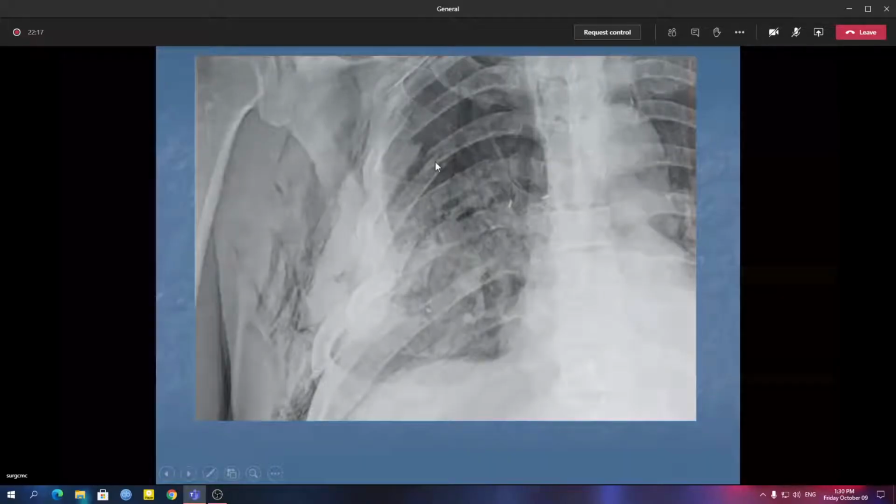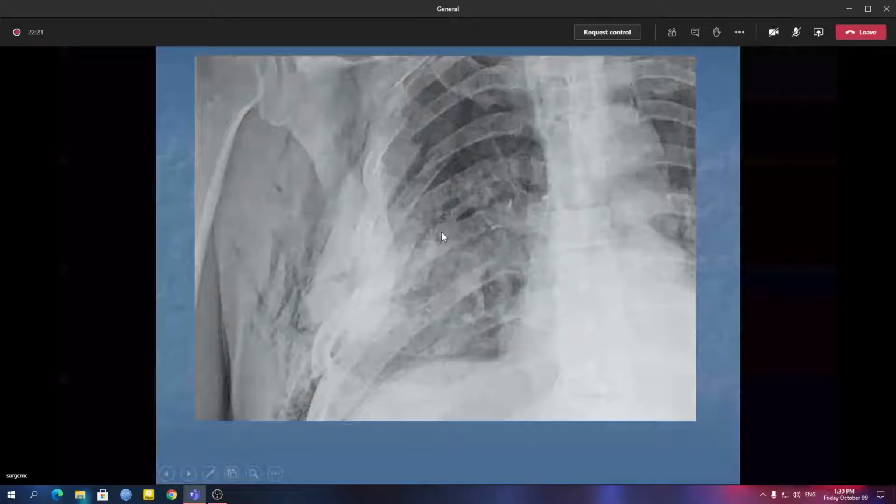This is the fracture zone. Yes, this is the fracture zone. Now you look at this part. You can see a fracture zone here as well. You can see double fractures.